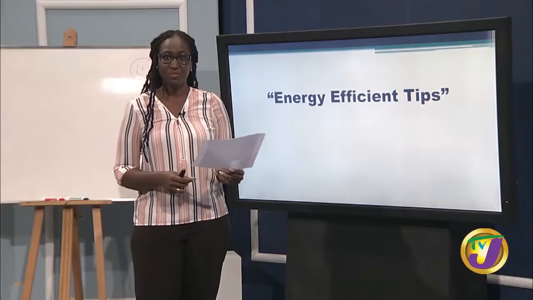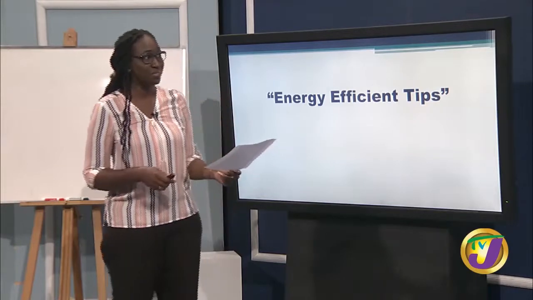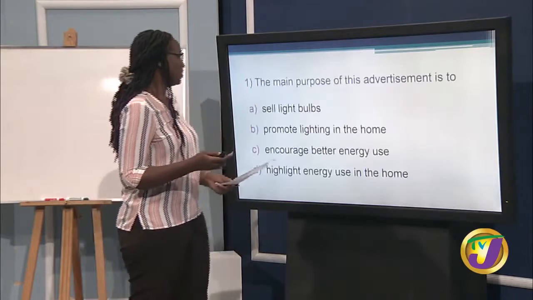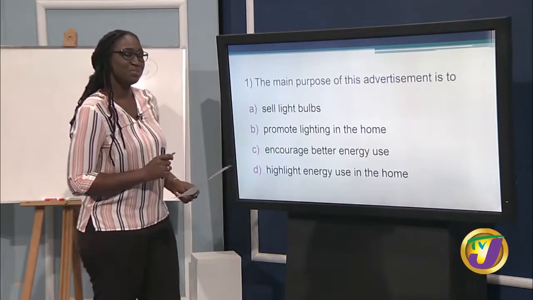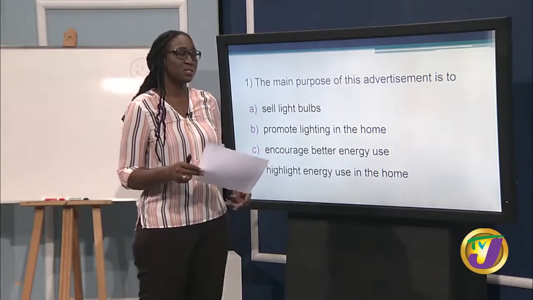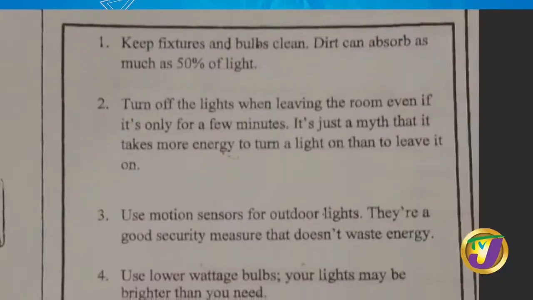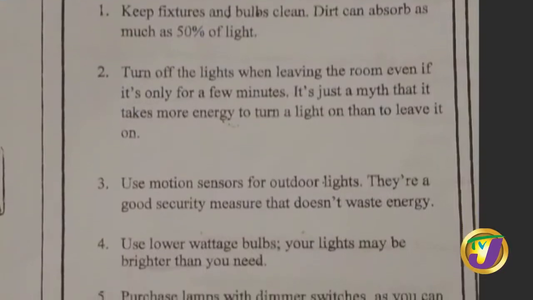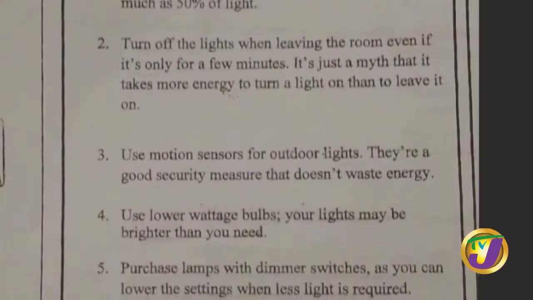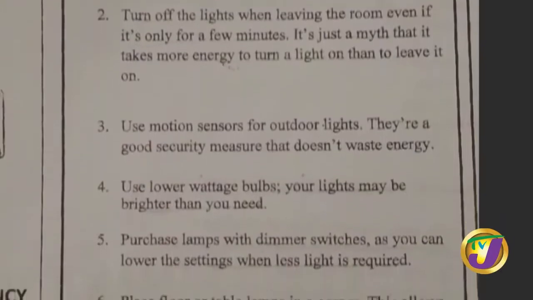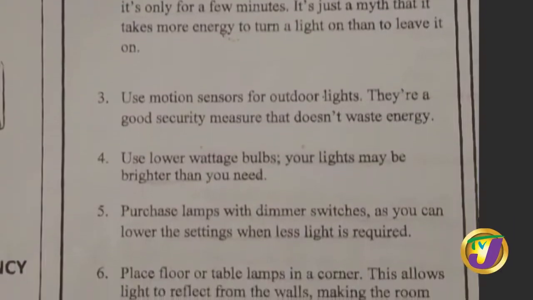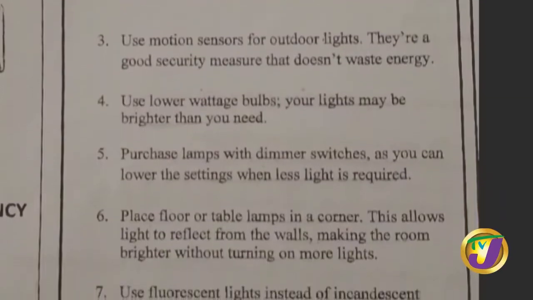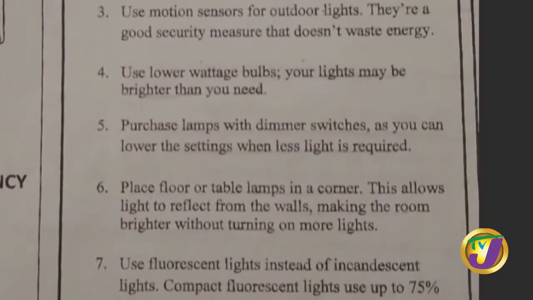Now, these tips are good tips for those of us who would like to conserve on electricity and also conserve on the money in our pockets. All right, so let's look at the questions. The main purpose of this advertisement is to do what? So why did they give you all these tips? What is the main purpose of those 7 tips that you're given? Were those tips given to you to sell light bulbs? Were they given to you to promote lighting in the home, to encourage better energy use, or to highlight energy use in the home? Why were you given these tips?